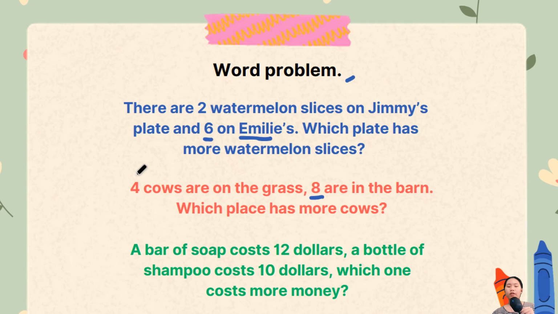Okay, last. A bar of soap cost $12. A bottle of shampoo cost $10. Which one cost more money? Bar of soap, $12. Bottle of shampoo, $10. Which one is more expensive? Well, the bar of soap is more expensive, okay, because 12 is greater than 10, all right?